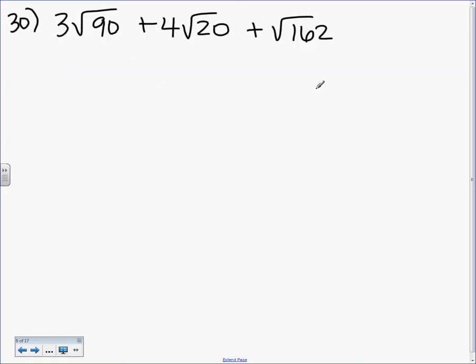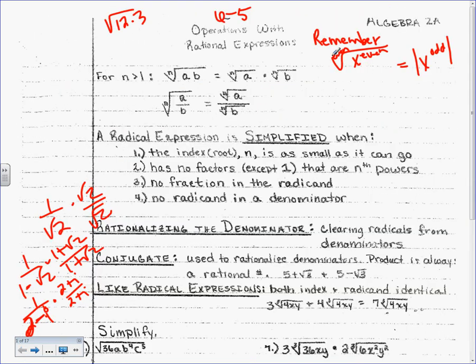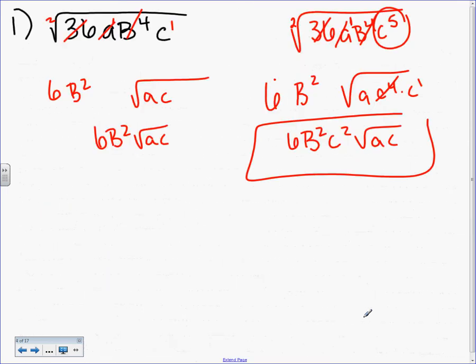Okay, we're going to jump to number 30 now. Again, this is Algebra 1. This is not Algebra 2 here. These are not like radicands. It's the same as saying like terms. This is like an x, a y, and a z, right? They're not the same. So I cannot combine them like I did in the beginning of my notes where I did it right here. It's not like that because they're not the same, okay?